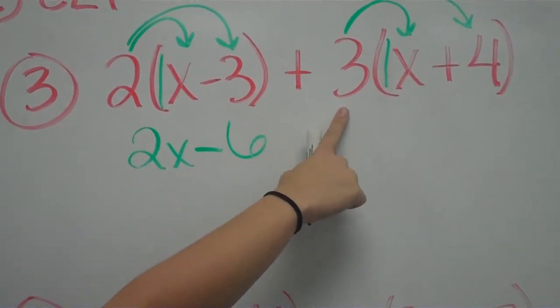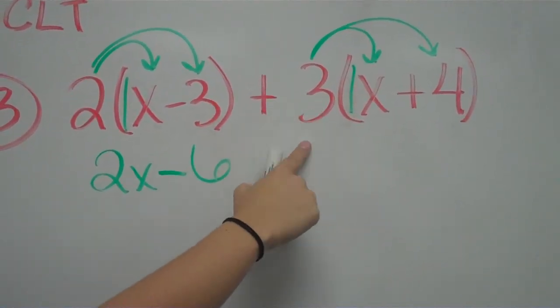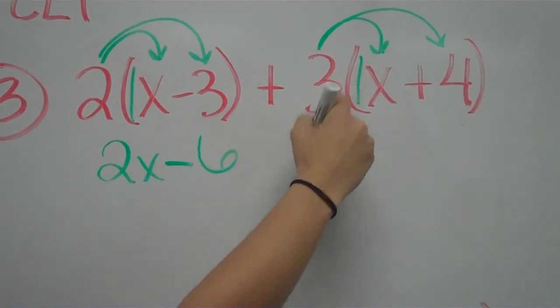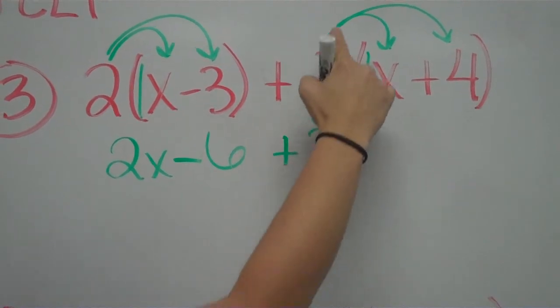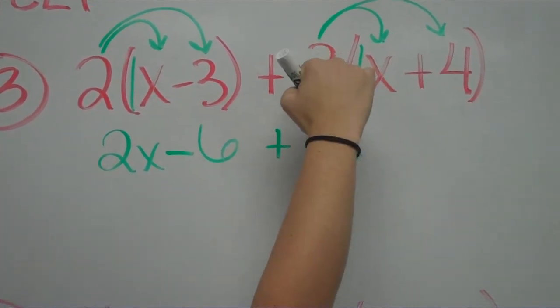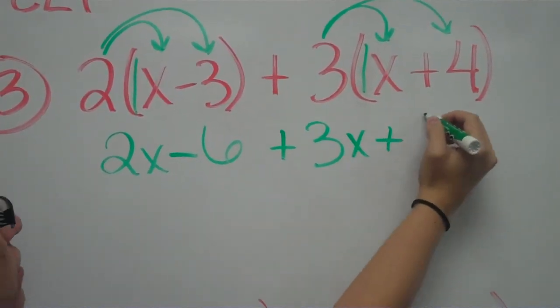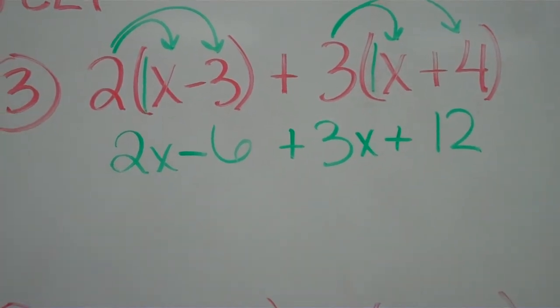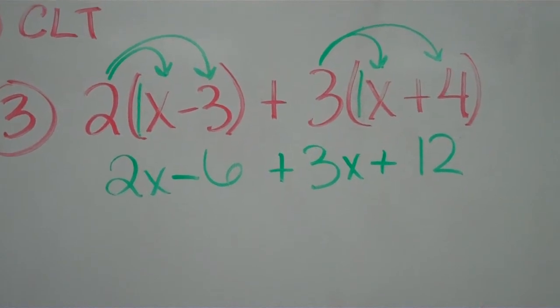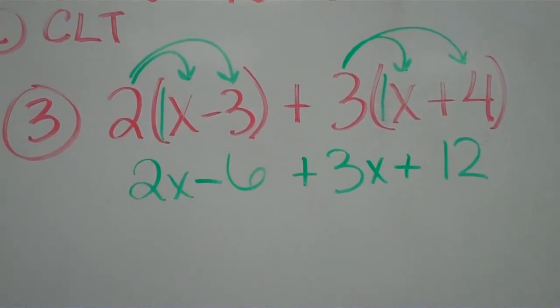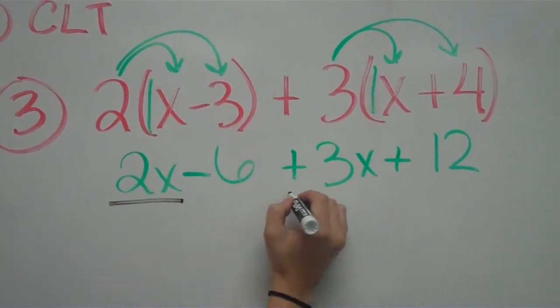And then look over here. In your head, you should be thinking, is that a positive 3 or negative 3? And it's a positive 3. So 3 times 1 is a positive 3. And bring your x down. 3 times 4 is a positive 12. So all we've done is distributed. Now if you don't understand that, please stop the video and raise your hand and ask me, that way I can explain. Then we're going to underline our x's.